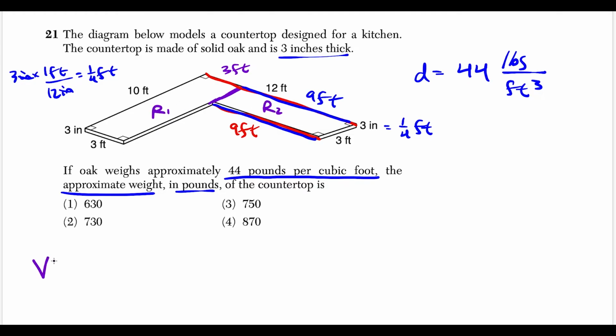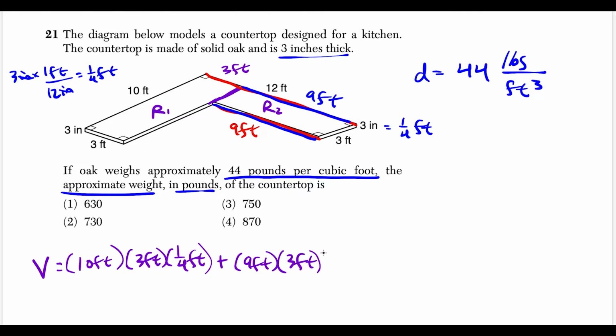So the full volume we're going to get by doing, we have in this rectangle, it's 10 feet by 3 feet by 3 inches, which is 1/4 of a foot. And then we're going to add that to the volume of the second part, which is going to be 9 feet. And let's just write that nice. So we have 9 feet times 3 feet times 3 inches, which is 1/4 of a foot. And now this works out to, we have 30 times 1/4. So I'm going to write this as 30 over 4 cubic feet plus, and then this one is going to be 27 over 4 cubic feet.